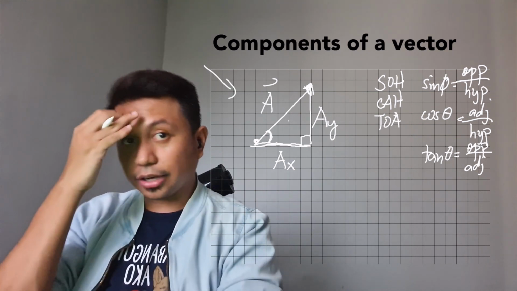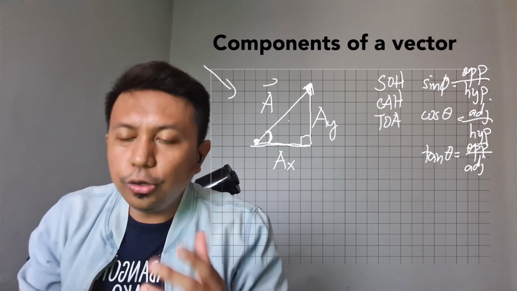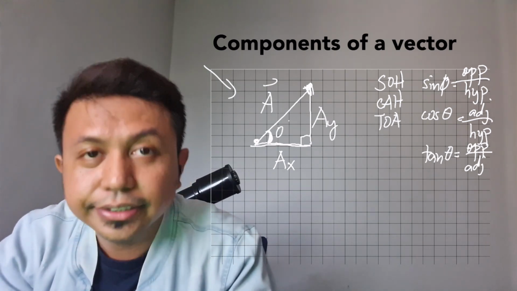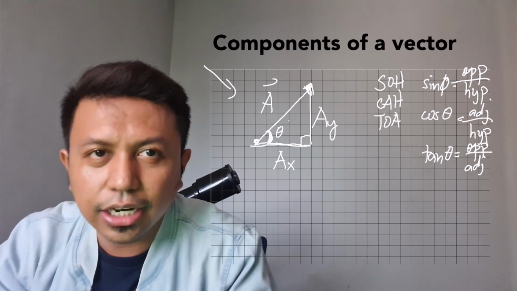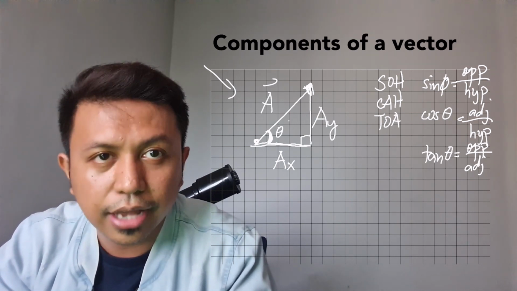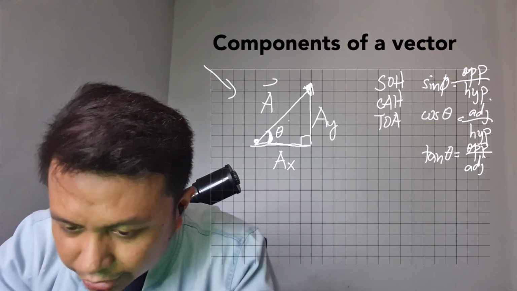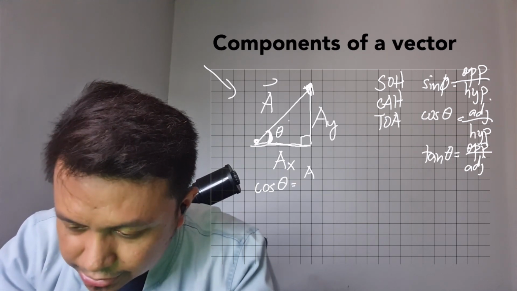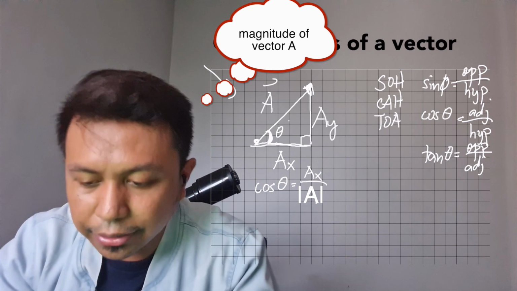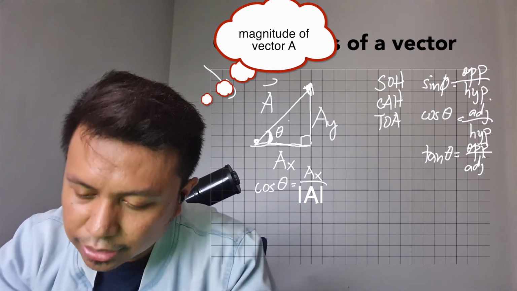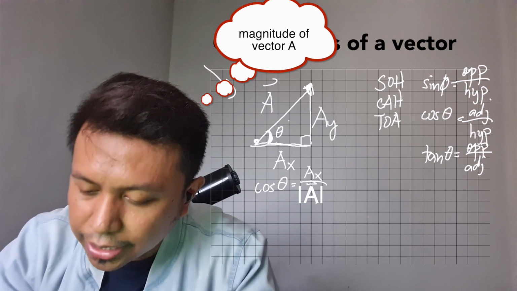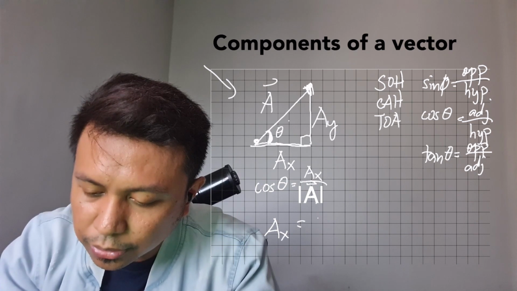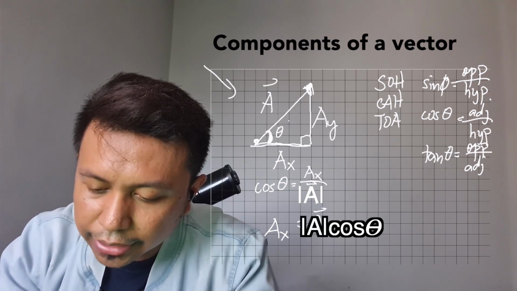Let's go back to this. If you notice, if this is our angle theta, A y has a certain relationship with the angle. The cosine of angle theta is equal to A sub x over vector A. Therefore, we can say that the A x component, or the x component of the vector, is equal to A cosine theta.